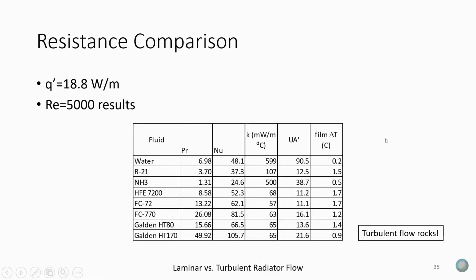You're going to have to do something clever. If you want to have laminar flow, you're going to have to do something clever to dramatically increase the heat transfer area of the tubes, or you're going to have to drive yourself to turbulent flow. Those are your choices.